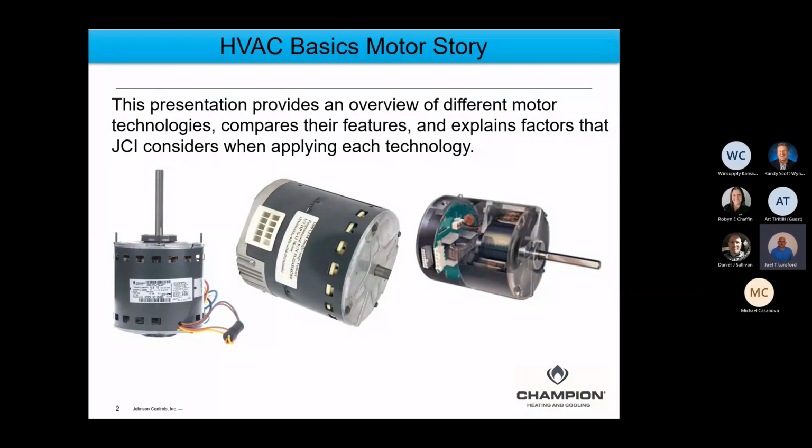Well, team, today we're going to be talking about and presenting an overview of different motor technologies. We're going to compare some of their features, and we're going to explain some of the factors that Johnson Controls actually considers when applying each motor technology. Now, it should be noted we're going to be focusing on indoor blower motors today that you'll find in an air handler or a furnace product.